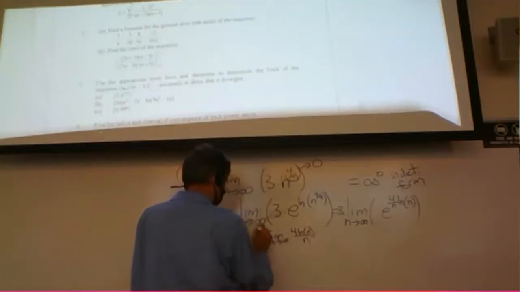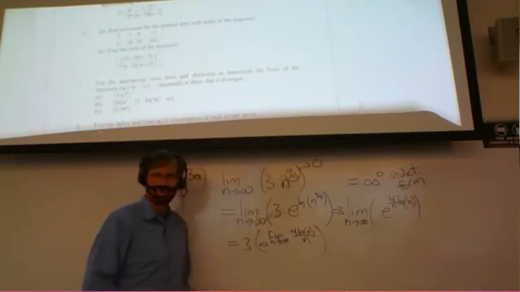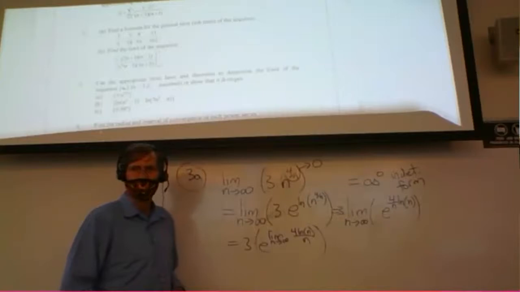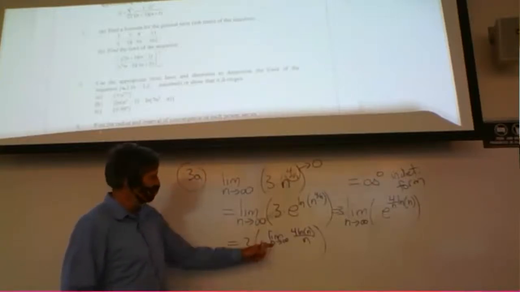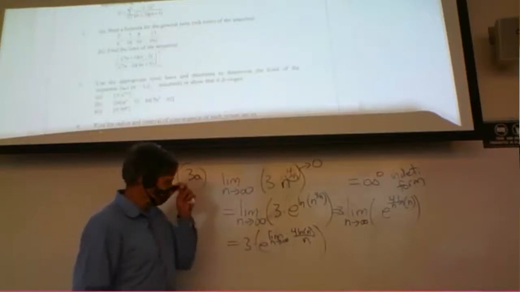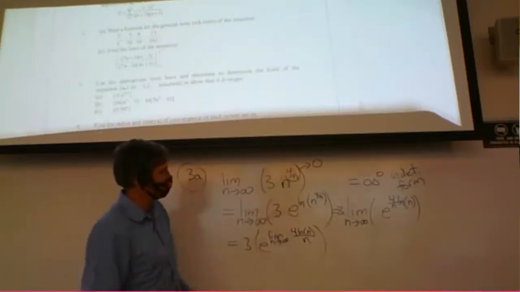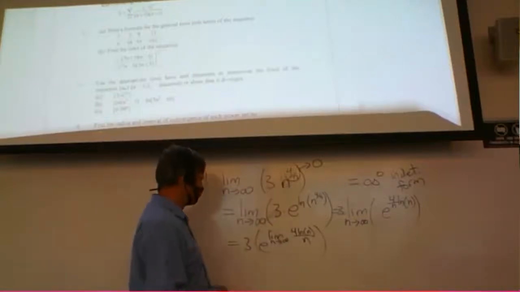Okay, so what good did that do? Pull the limit inside the exponential. Because now I turned it into the limit of a quotient, I can apply L'Hopital's rule. That's the idea, right? So that's how you deal with these indeterminate forms where you have a 1 to the infinity or infinity to the 0 or something like that.